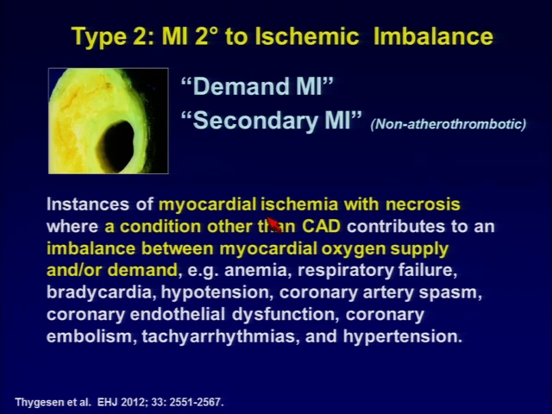Again, there's a requirement that there's underlying myocardial ischemia with necrosis, evident by elevation with a rise and fall, as Dr. Jaffe pointed out, of a cardio-specific biomarker. And due to that rise and fall, that ischemic imbalance is due to a cause other than coronary atherothrombosis, contributing to imbalance of myocardial oxygen supply and demand. And then we have a long list that we encounter in clinical practice of things that may reduce supply: anemia, respiratory failure, bradycardia, hypotension, coronary artery spasm, and as Dr. Jaffe already mentioned, severe coronary endothelial dysfunction. We also have other conditions that can cause an abrupt increase in myocardial oxygen demand, such as tachyarrhythmias and hypertension. But all of these are a bit difficult to define with specific criteria.